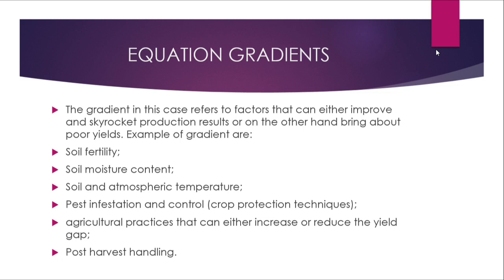Agricultural practices that can either increase or reduce yield gap. What is yield gap? Under normal conditions, if you do it this way, you will get this result. So there are some agricultural practices that you are into. You have to check them. Are they going to give you better results, or are they going to give you results that are tending towards the ground or tending towards the up? So think about that.